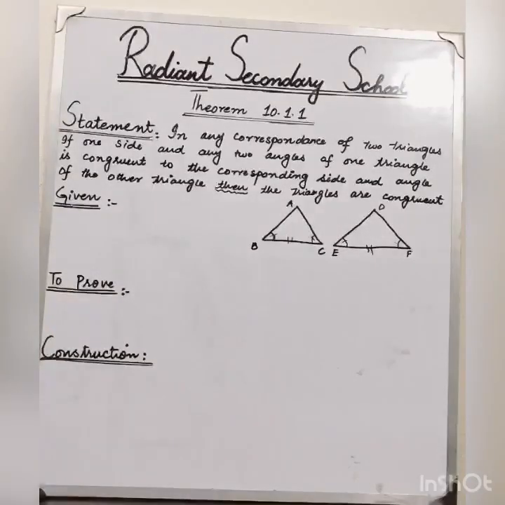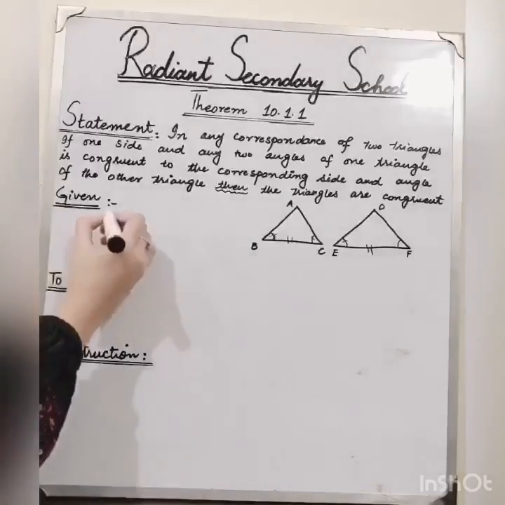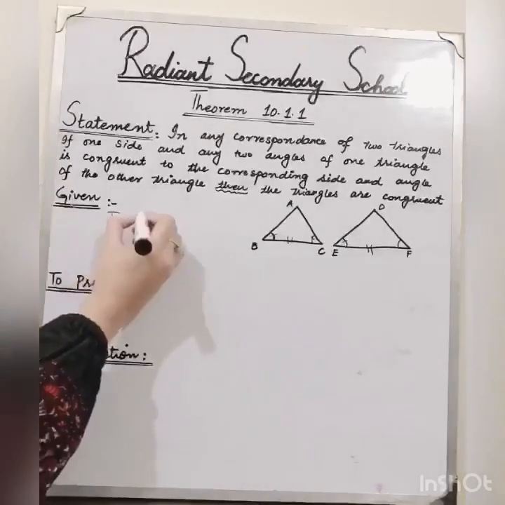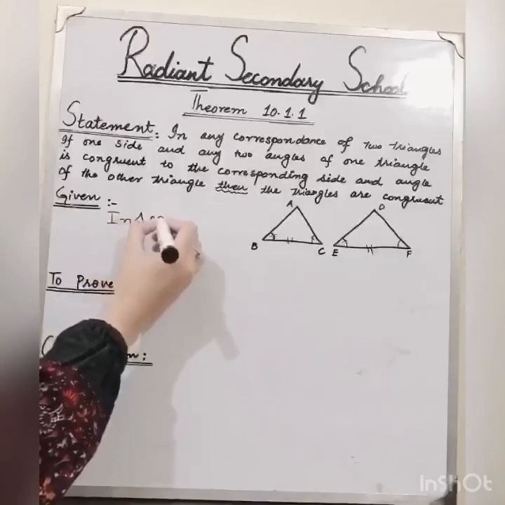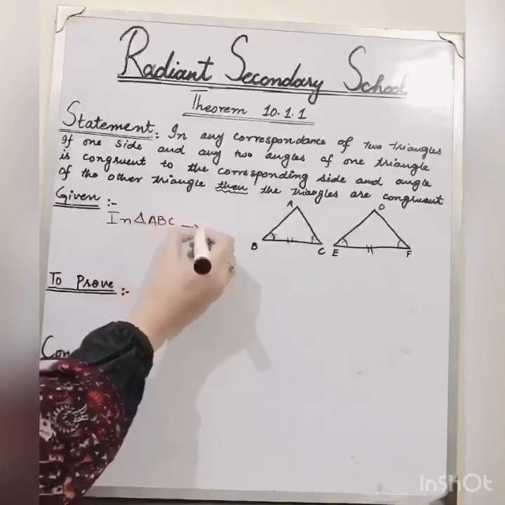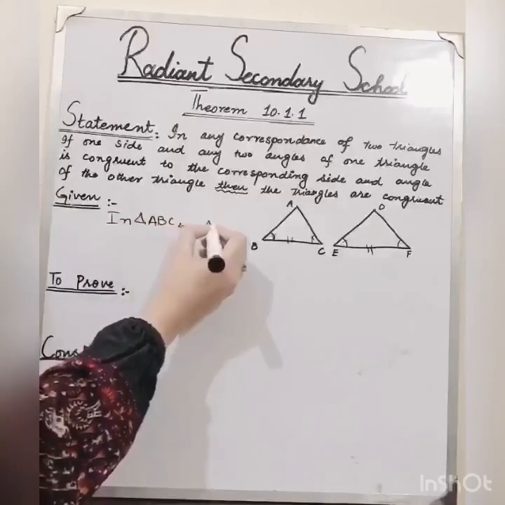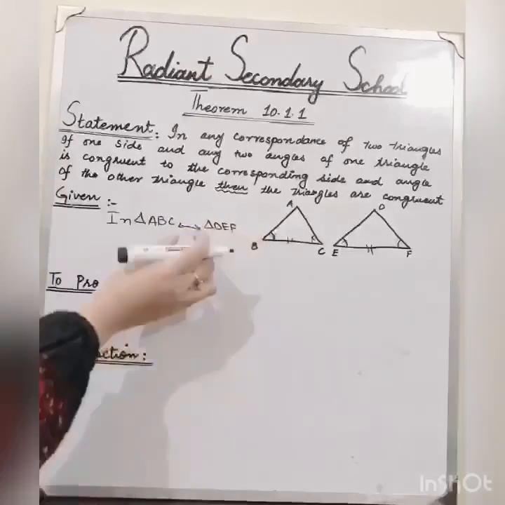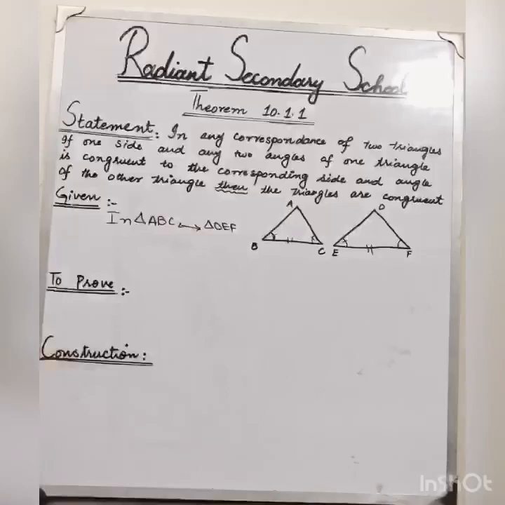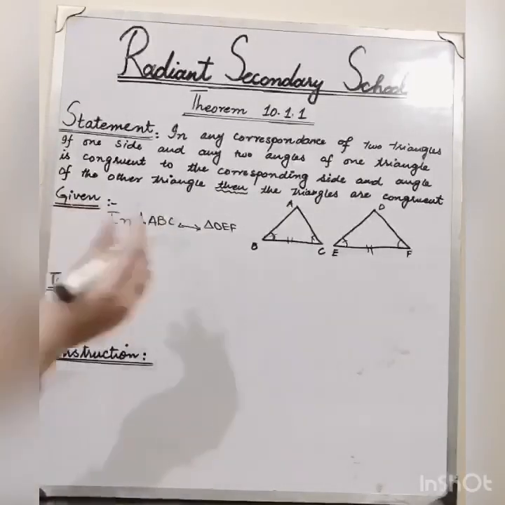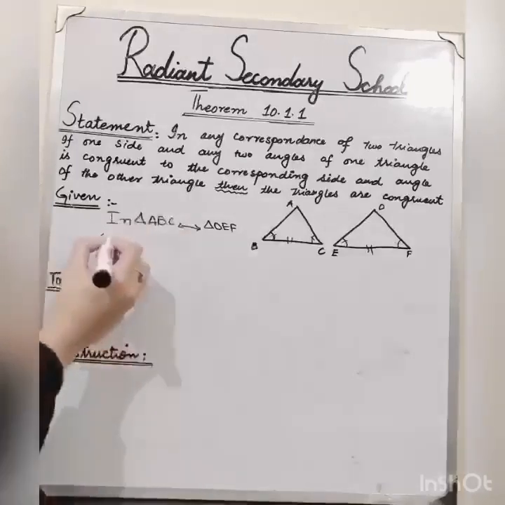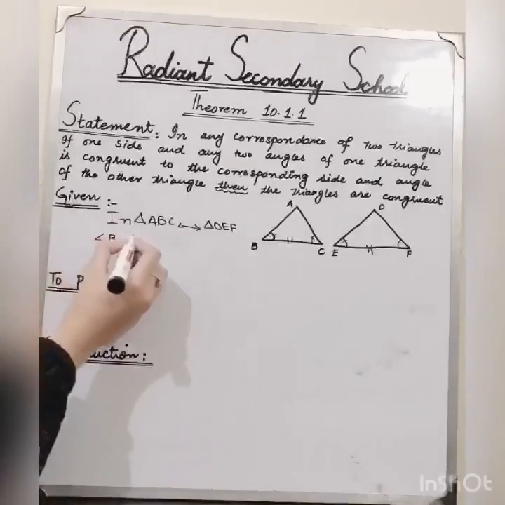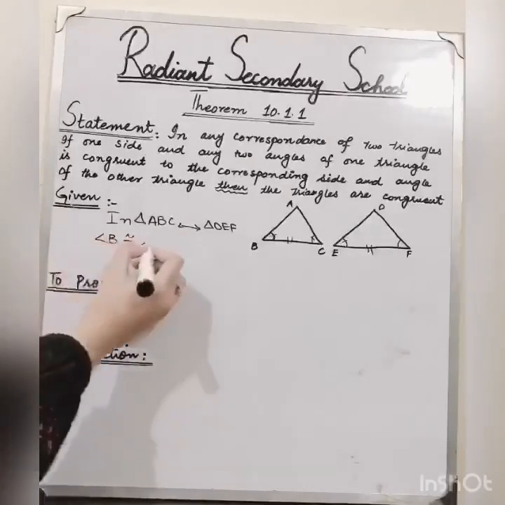So what is given here, that triangle ABC is having correspondence with triangle DEF. This is the sign of correspondence. So these two triangles are having correspondence between them. Angle B is congruent to angle E.